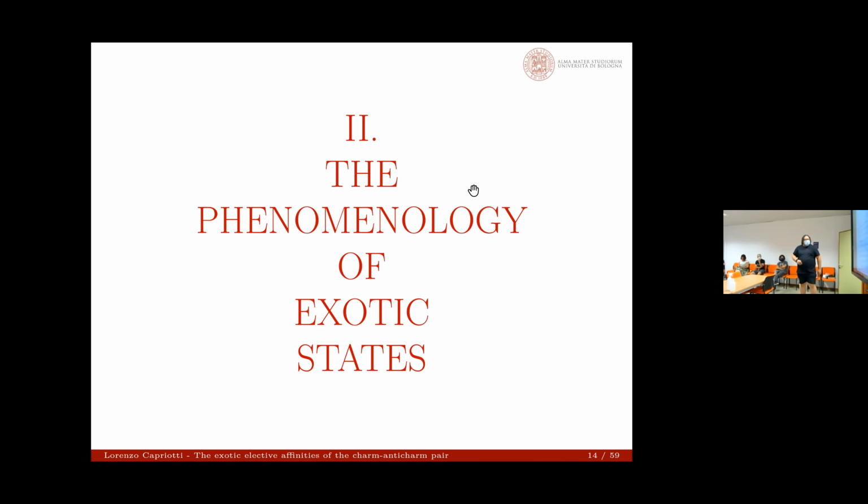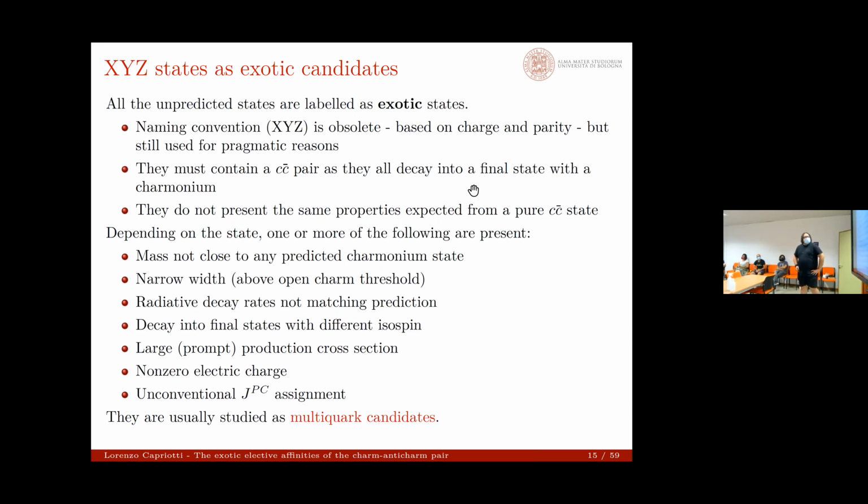Because those states are what we call exotic states. We call them with these X, Y, and Z letters, which is actually an obsolete naming convention. The X3872 is actually called the chi c1 3872 now, but we still use X, Y, and Z for pragmatic purposes. They must contain a c-cbar pair, as they all decay into a final state with charmonium, usually a J/psi, not always, but usually. But they don't present the same properties expected from c-cbar states. That's why we call them exotic.